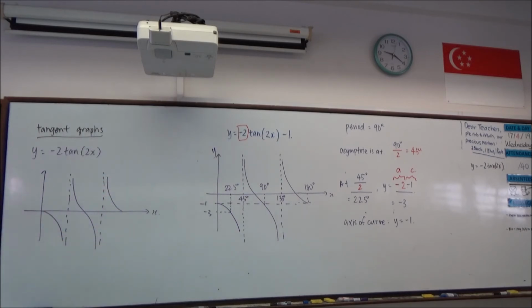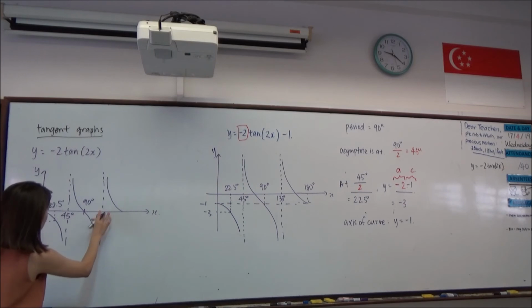Usually what you'll be asked to draw would be this: things like the A changing and the B changing, so there wouldn't be any axis of curve to consider. So that would be 90 degrees here, and then 45 degrees here, 22.5 degrees here. This will be negative 2, 135, and then 180 degrees.